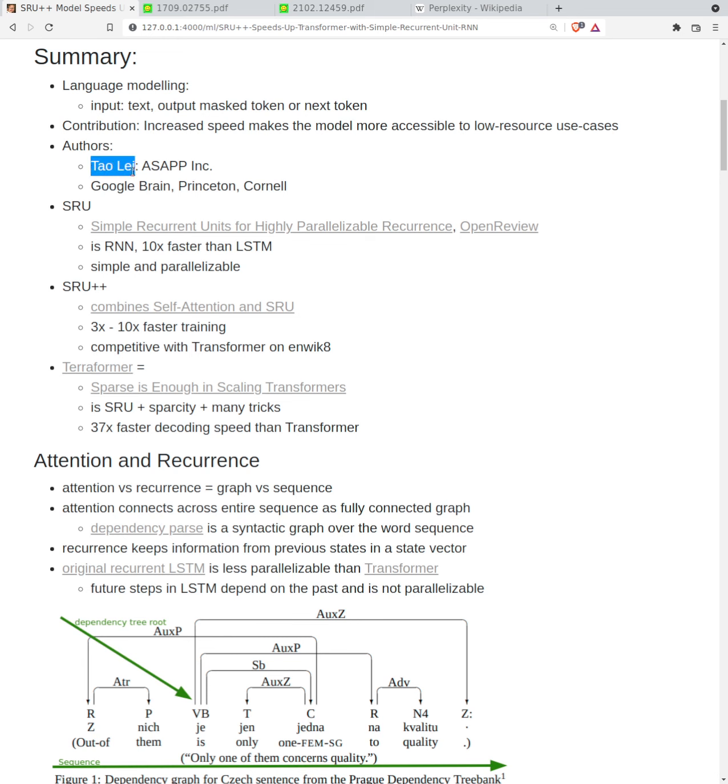The authors are Tao Lei from ASAPP Inc. and people from Google Brain and Cornell.